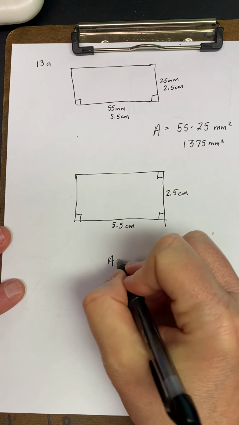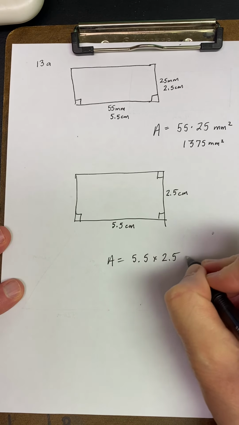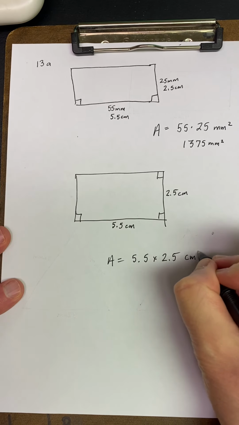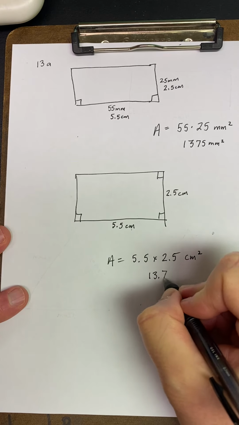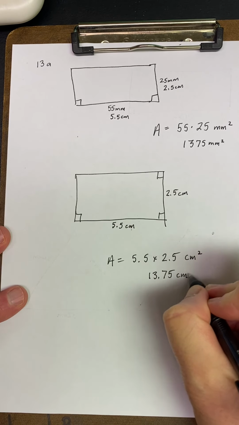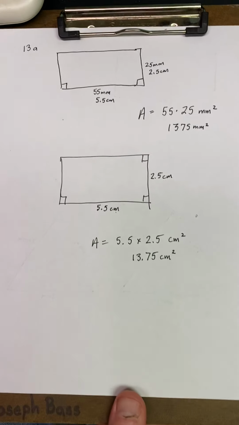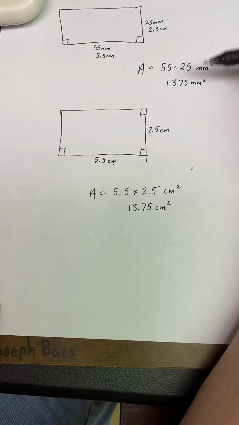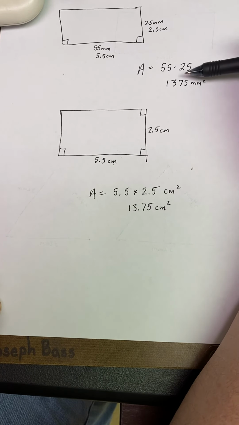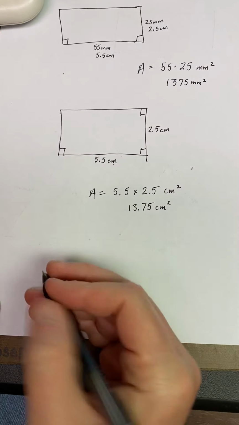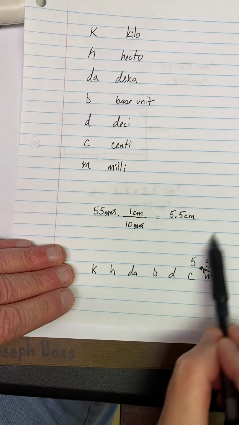And so the area is 5.5 times 2.5 square centimeters, because now these measurements are in centimeters. That's 13.75 square centimeters. The other way you could do this is to directly change square millimeters to square centimeters, using the process of multiplying by 1.